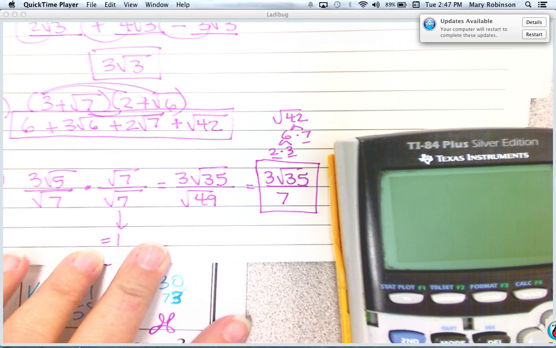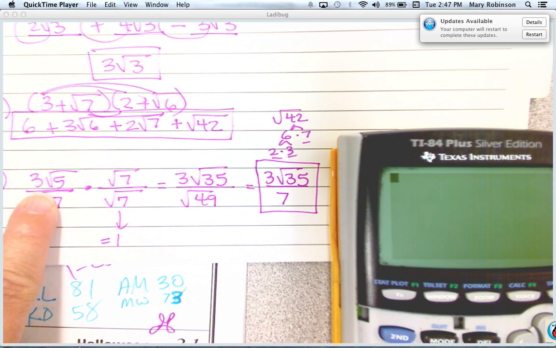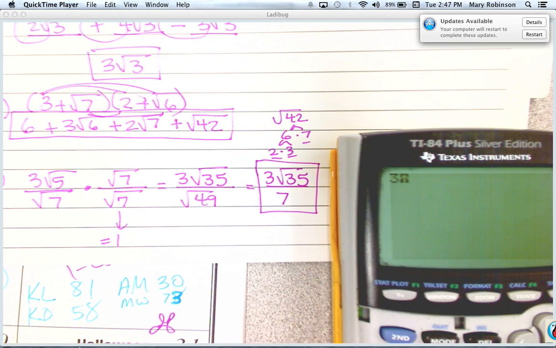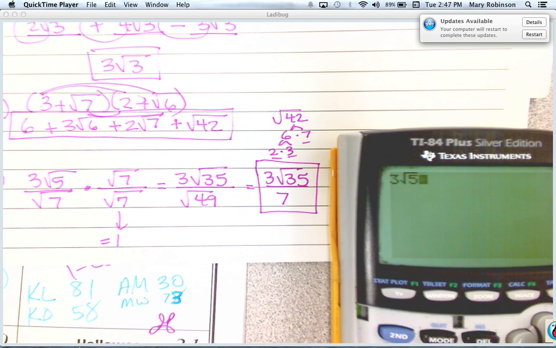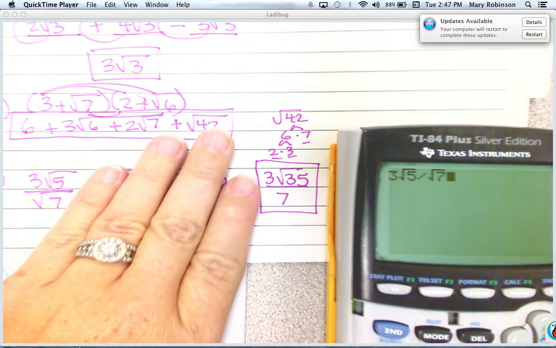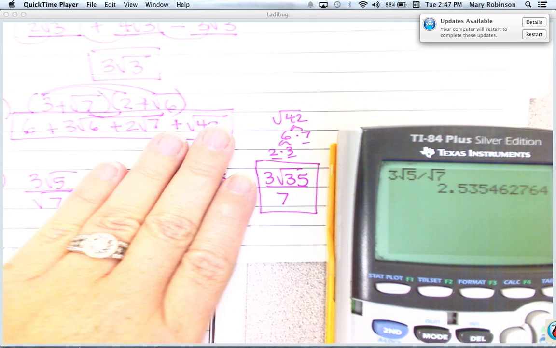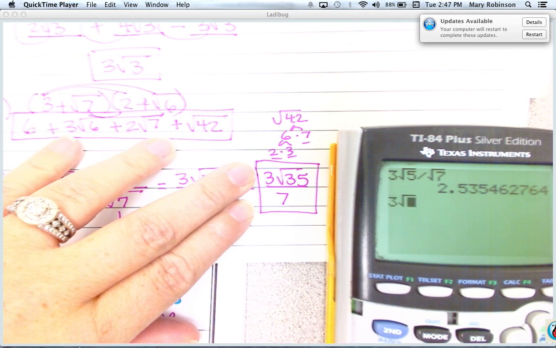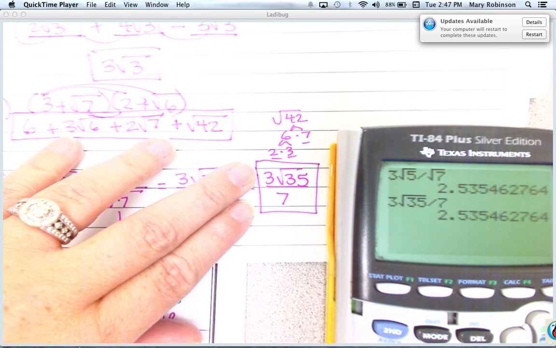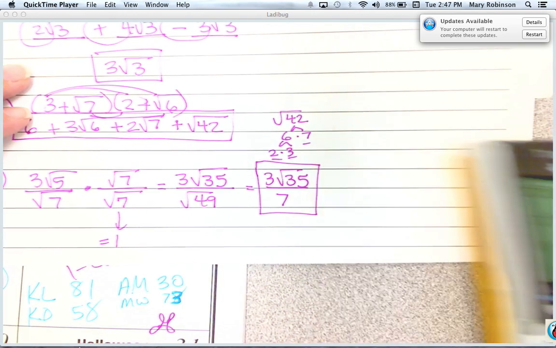Now when we check these, we want to make sure that we put, actually you don't have to in this case. Let's think about parentheses. So 3 square roots of 5 divided by the square root of 7, where's our original problem, hit enter, and then type in 3 square roots of 35 divided by 7 and hit enter, and they are equivalent, so that means our answer is right.